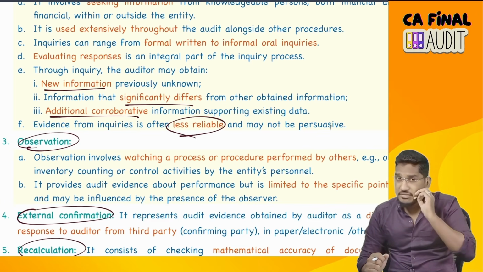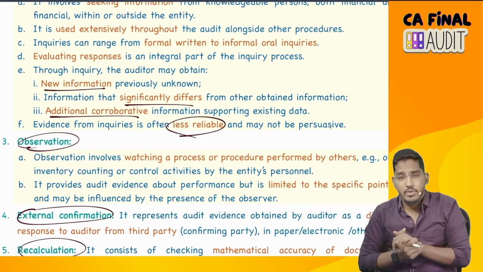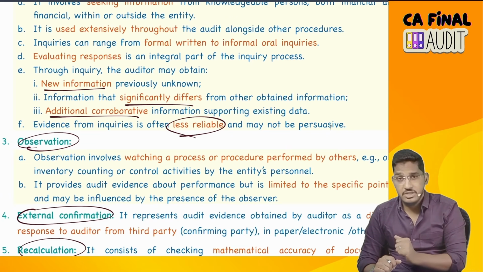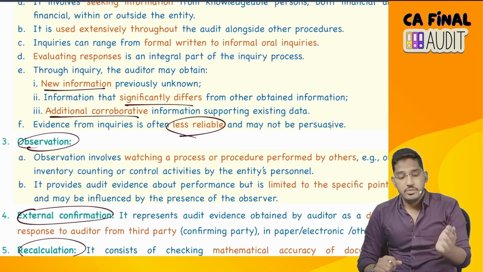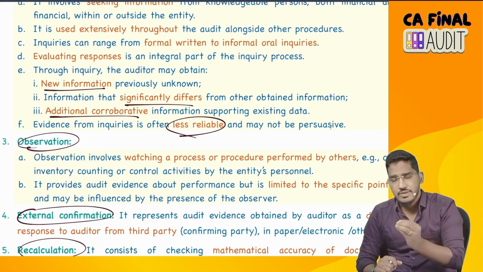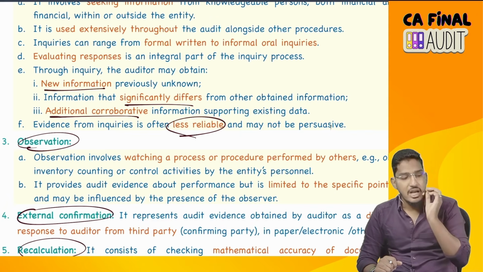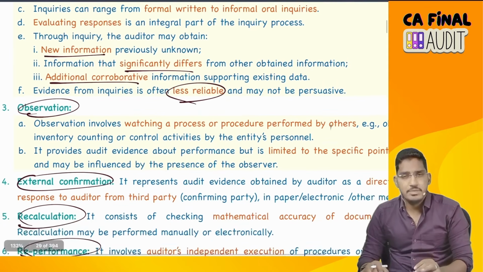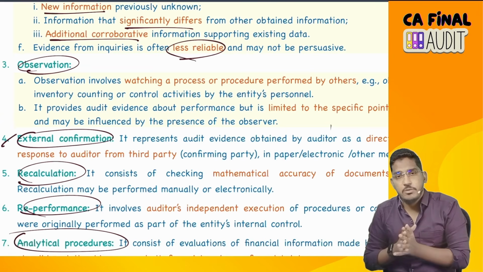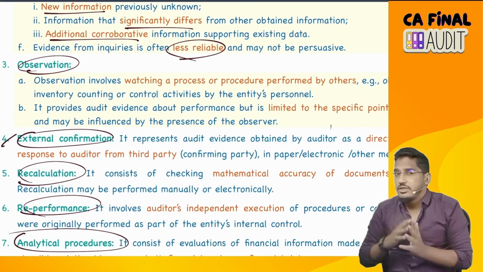See, observation will give evidence, but the problem is the reliability will be restricted only to the point of time such observation is taking place. Why? Because when you are not observing, what is the guarantee the same person will do the same activity in the same manner? So there is no guarantee, right? So that's why observation, yes, it will give reliable evidence, but its reliability is restricted only to the extent that observation is taking place. Then comes external confirmations. And what do you mean by external confirmation? Obtaining a direct written response from a third party.